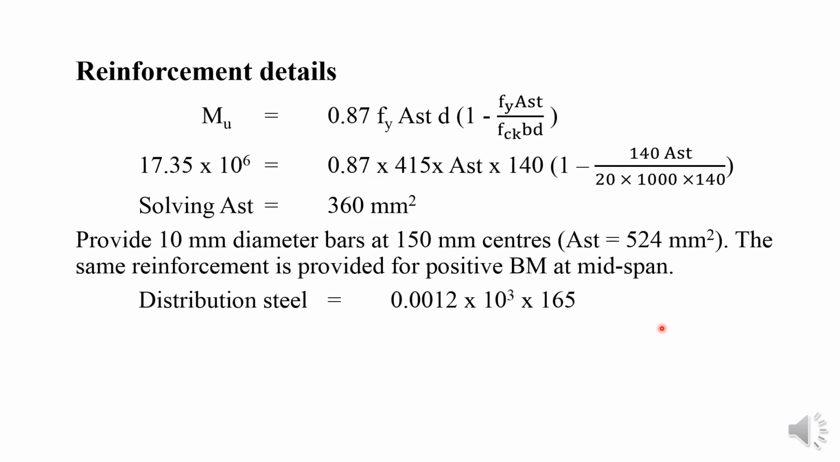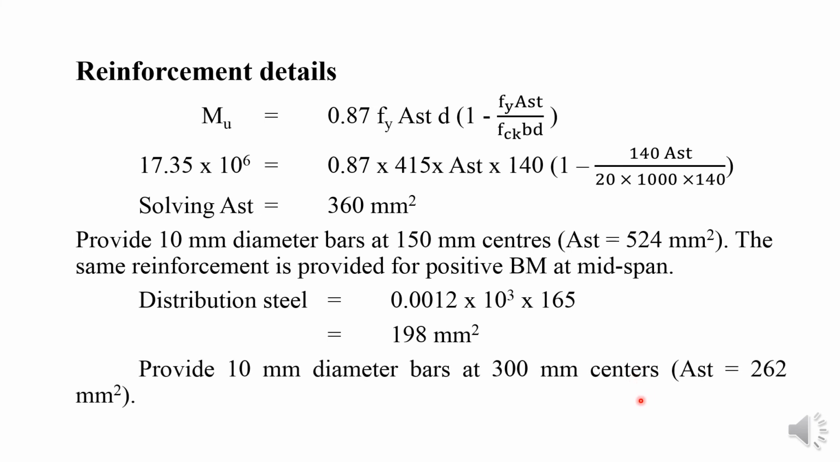Distribution steel is 0.12% of B into D. So 0.12 divided by 100 into 1000 into 165. So we will get a value of 198 mm square. So provide 10 mm diameter bars at 300 mm center to center. So Ast provided is equal to 262 mm square. So for the main bar, 10 mm at 150 mm center to center. For the distribution, the same 10 mm we are providing at 300 mm center to center.